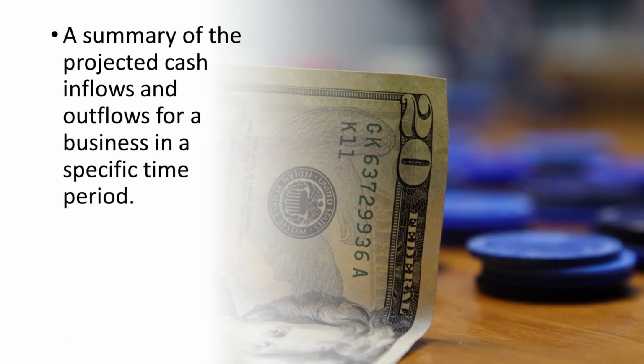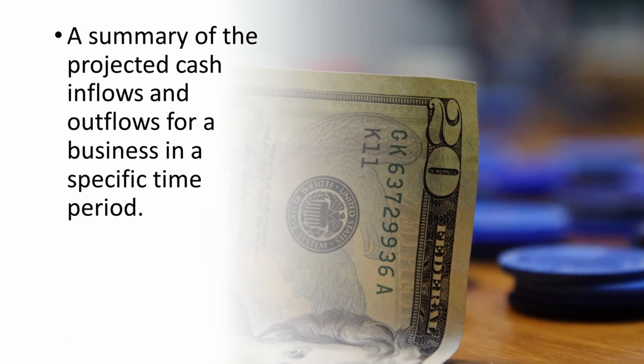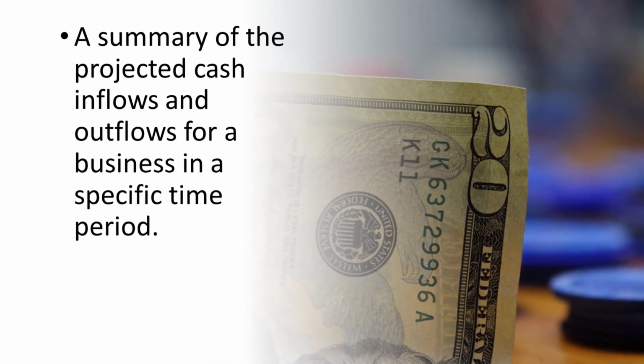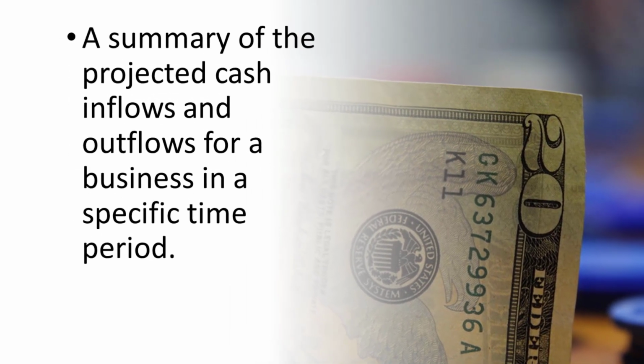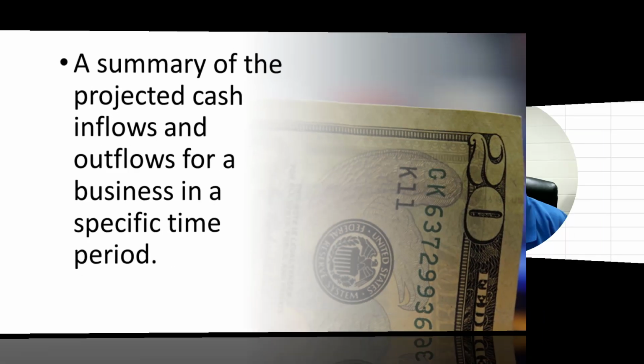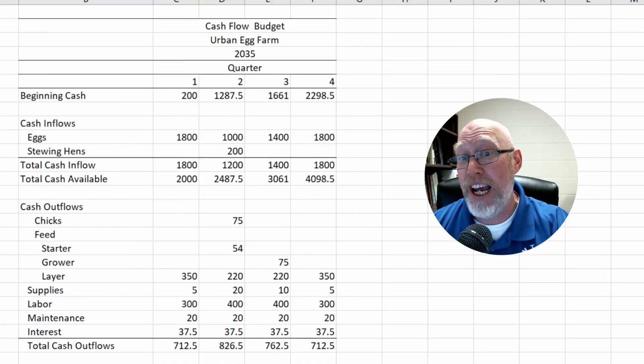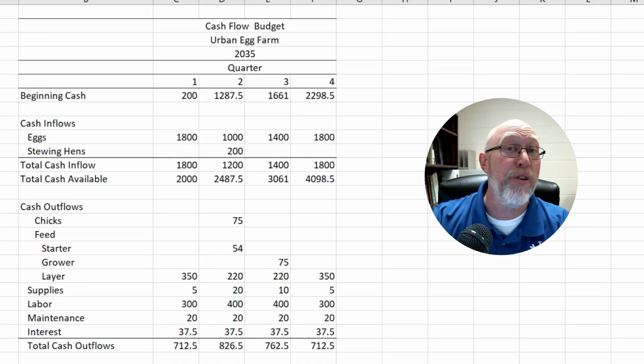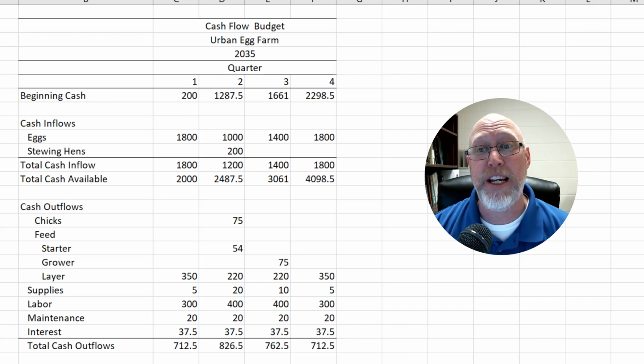So what is a cash flow budget? A cash flow budget is pretty simple. It's a summary of projected cash inflows and outflows for a business in a specific time. And this is really important. I want to hammer on this here. It's a projection, right? You're projecting into the future. It's a prediction, an estimate, just like any budget is.